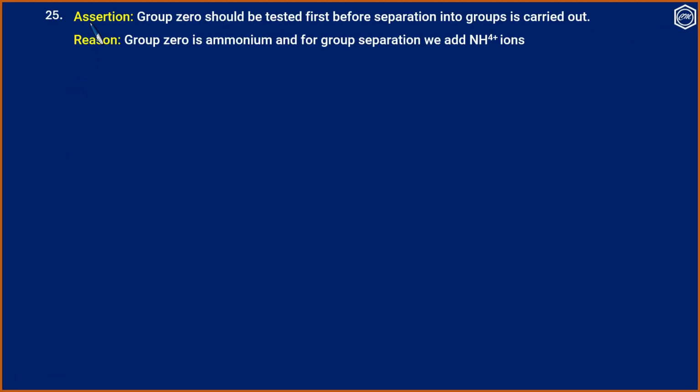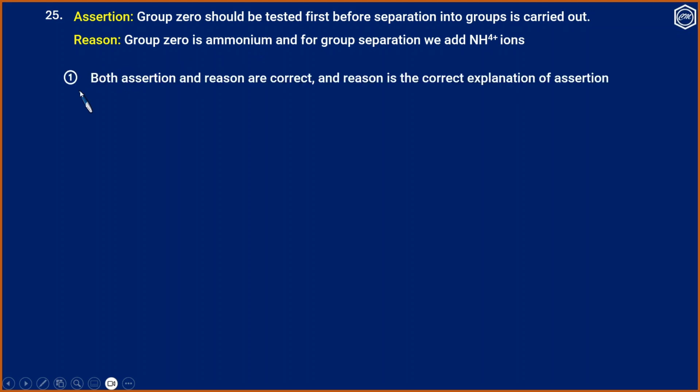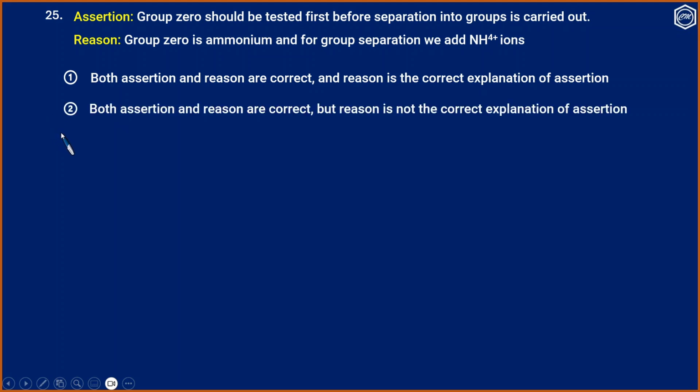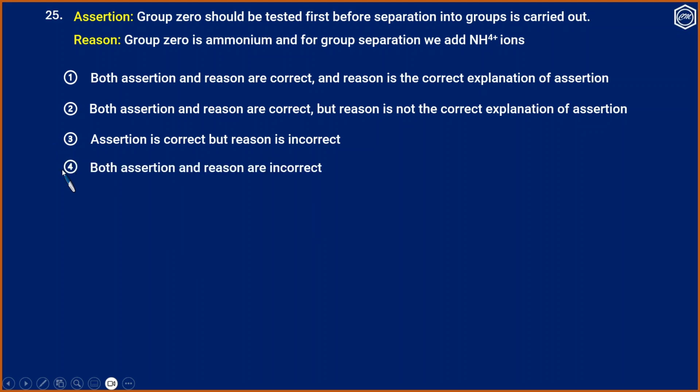Question 25. Assertion: group 0 should be tested first before separation to groups is carried out. Reason: group 0 is ammonium, and for group separation we add NH4 plus ions. Option 1: Both assertion and reason are correct, and reason is the correct explanation for assertion. Option 2: Both assertion and reason are correct, but reason is not the correct explanation. Option 3: Assertion is correct, but reason is incorrect. Option 4: Both assertion and reason are incorrect.